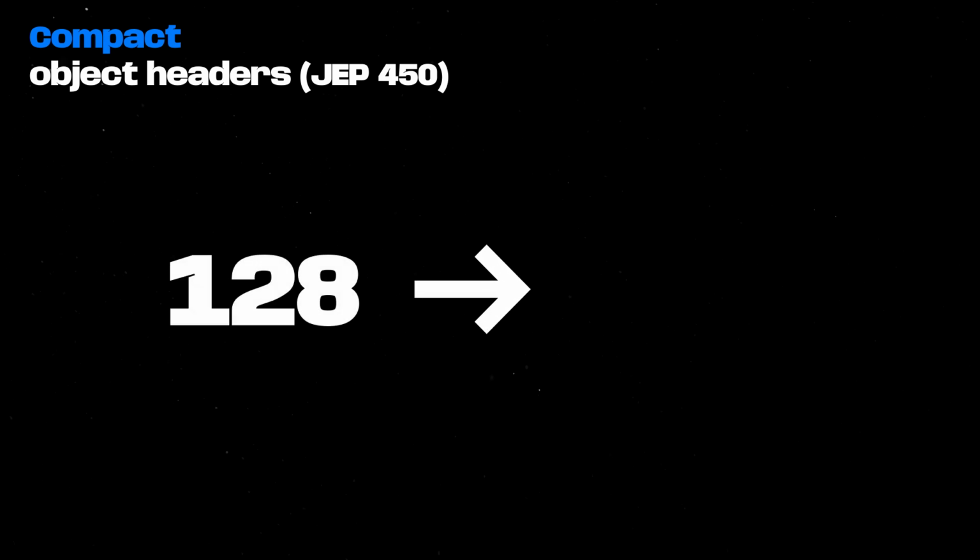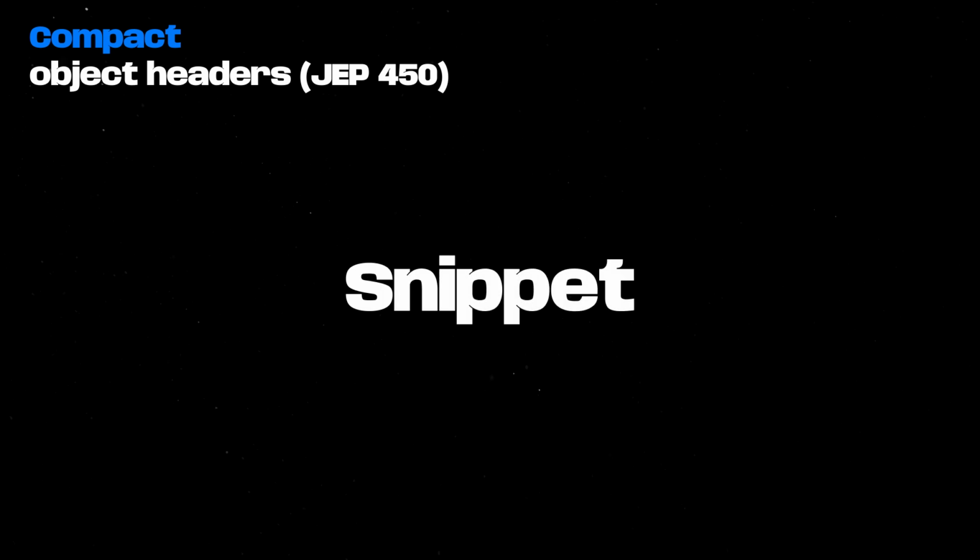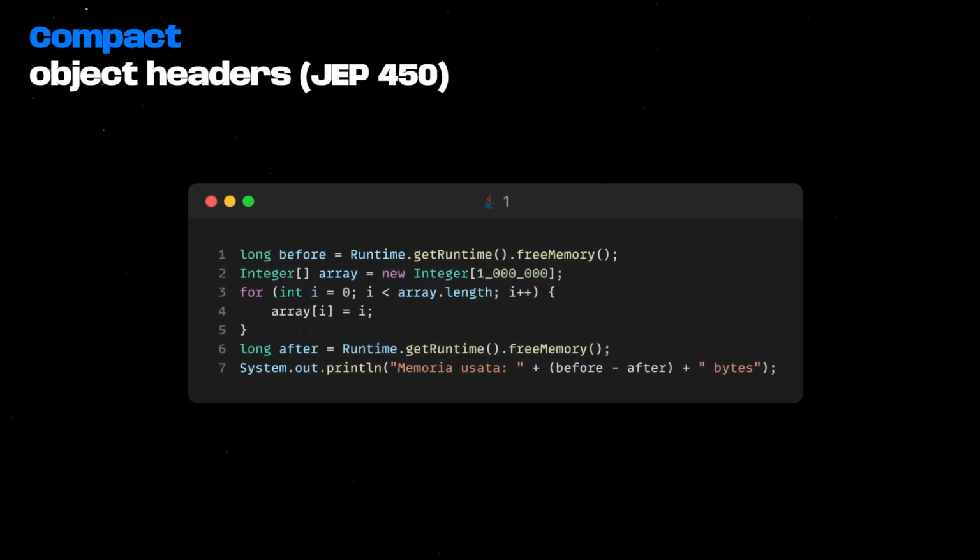Let's get started. First of all, we have compact object headers, where Java 24 reduces header size from 128 bits to 64 bits. But what does this mean? It means we can now have more objects in the same amount of space, improving memory management. Here on screen, you can see a practical Java code example demonstrating the difference between before and after. The result: more efficient memory allocation, perfect for high-performance applications.